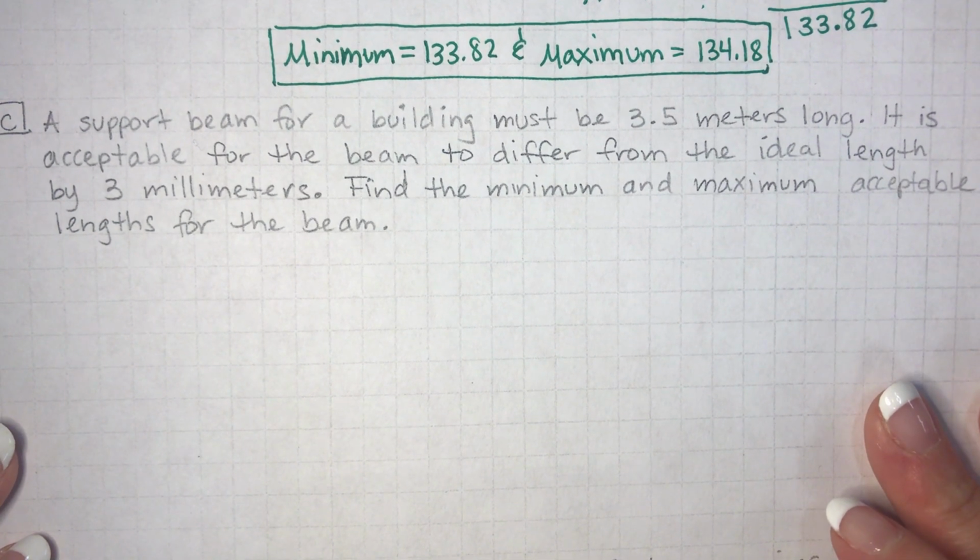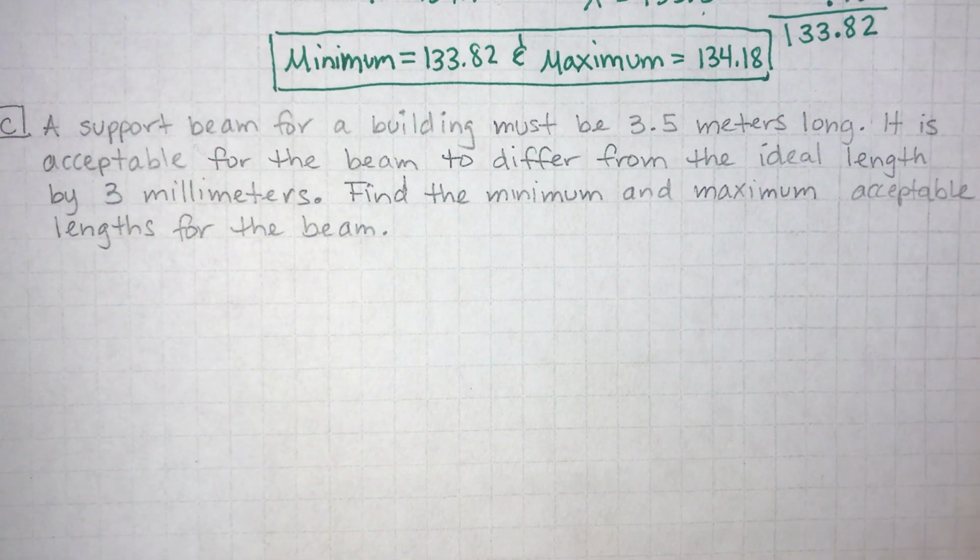All right, I think that'll work. So, C. It says a support beam for a building must be 3.5 meters long. It is acceptable for the beam to differ from the ideal length by 3 millimeters. Find the minimum and maximum acceptable lengths for the beam. All right, let's do it.